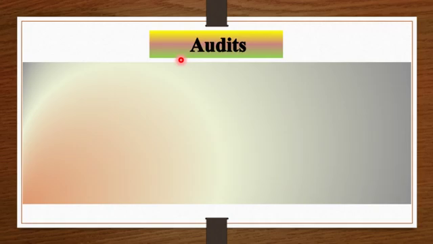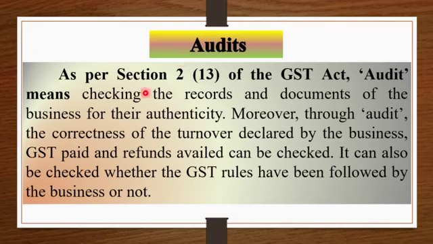So, the GST audit procedure of conducting the audit, as per section 2 subsection 13 of the GST Act. Audit means checking the records and documents of the business for their authenticity. Moreover, through audit, the correctness of the turnover declared by the business, GST paid and refund availed can be checked. It can also be checked whether the GST rules have been followed by the business or not.